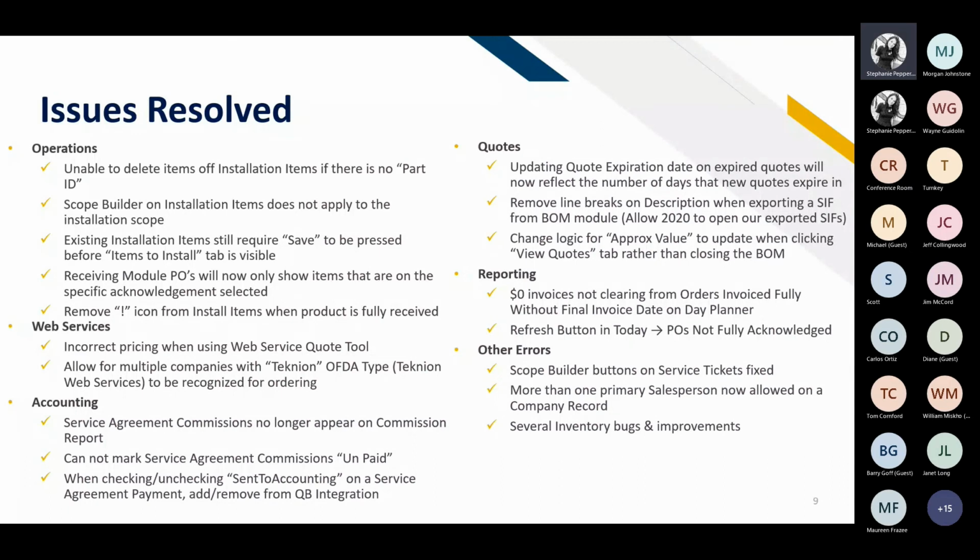So if any of my 2020 users are on the call, or are watching this later, there was an issue if you were trying to export a SIF from the bill of materials module. Maybe you import the SIF, but then you wanted to make a couple changes within eManage, and now you want to export out those changes, or export out a clean SIF file. For whatever reason, our 2020 users were not able to open those from eManage. Now you can do so.